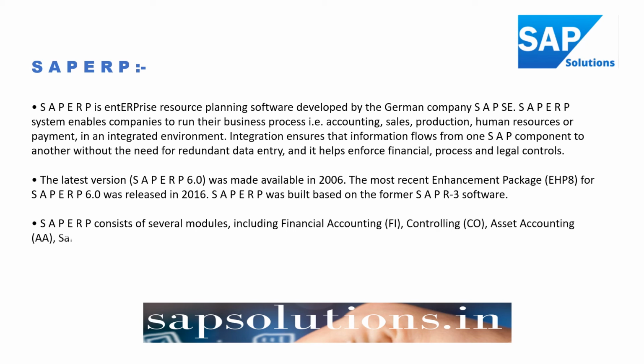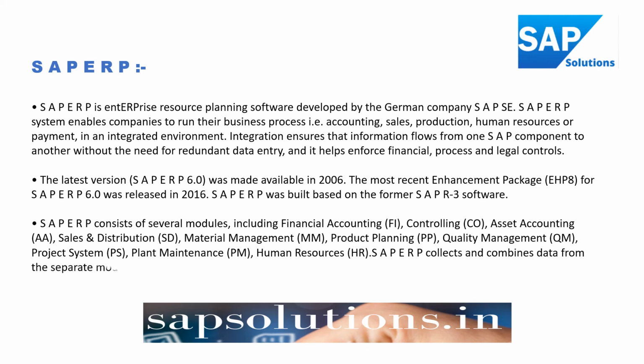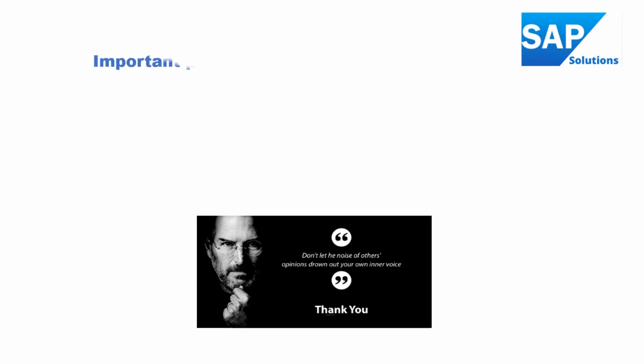SAP ERP consists of several modules, including financial accounting, FI, controlling, CO, asset accounting, AA, sales and distribution, SD, material management, MM, production planning, PP, quality management, QM, project system, PS, plant maintenance, PM, human resources, HR. SAP ERP collects and combines data from the separate modules to provide the company or organization with enterprise resource planning.